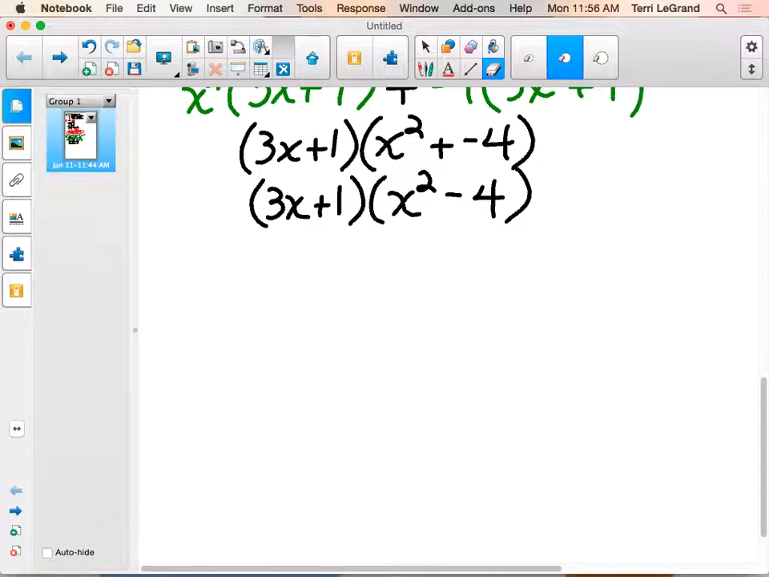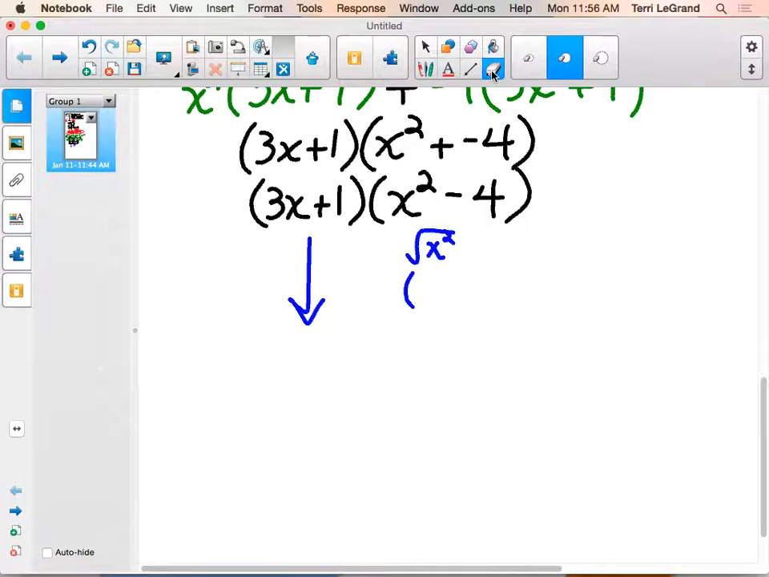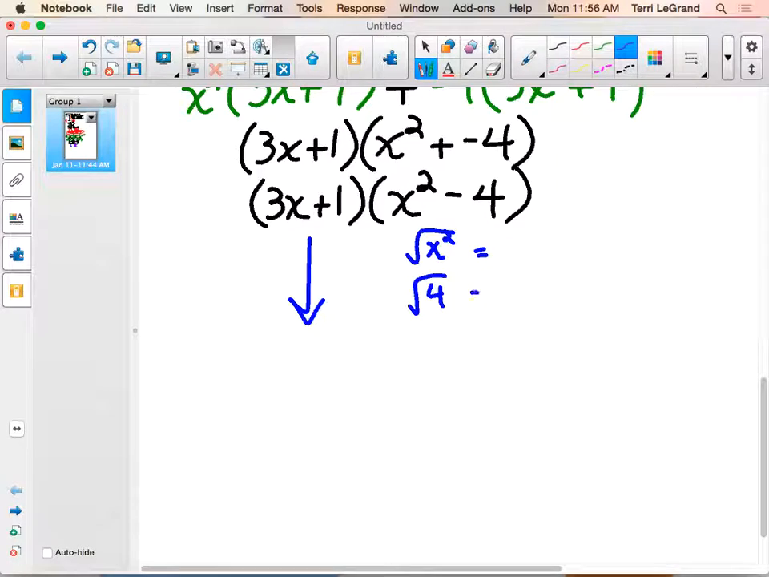so we have to say is x squared and 4 perfect squares? Yes, they are. So we're going to bring this one down so we don't forget about it. And then we're going to do our work for finding the factors for x squared minus 4.